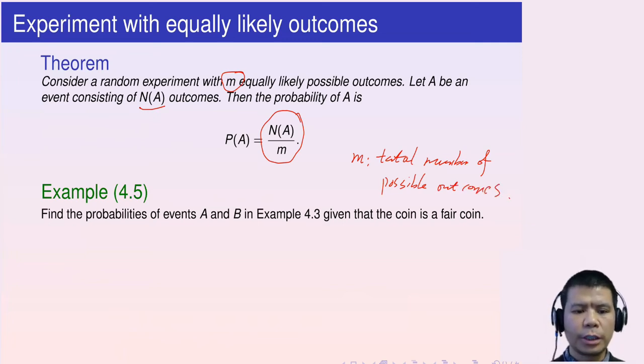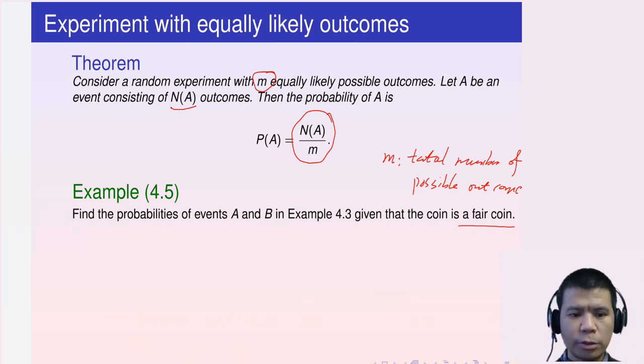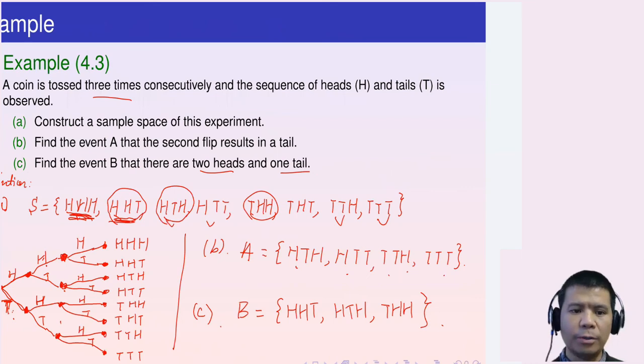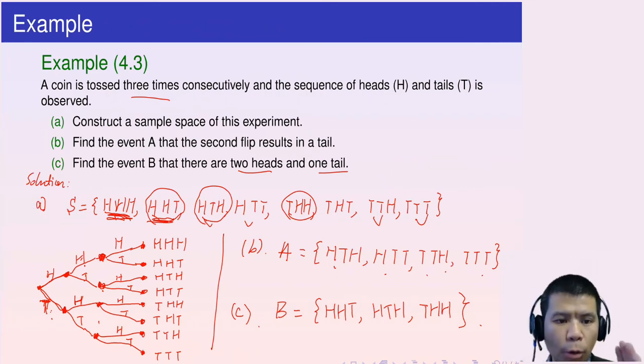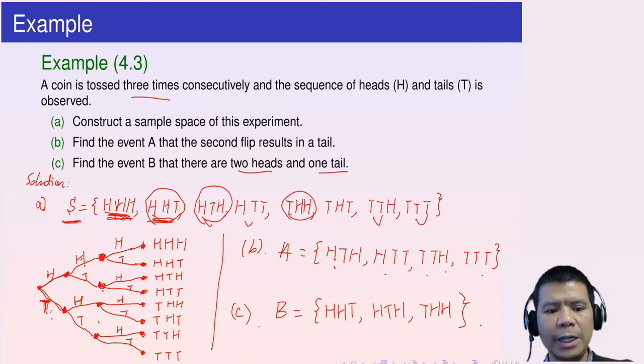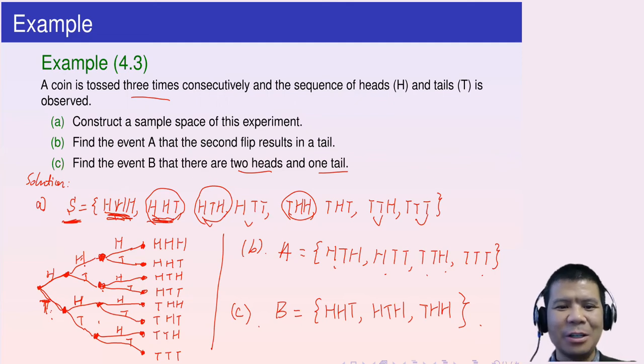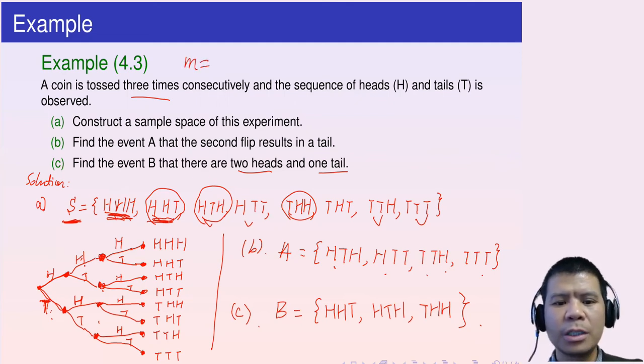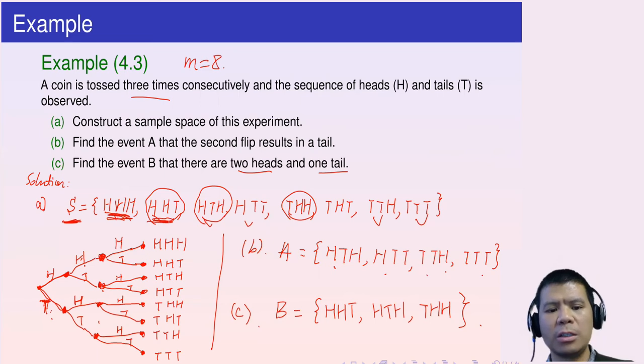Now, let's consider this example 4.5. Find the probabilities of events A and B in example 4.3, given that the coin is a fair coin. Okay, example 4.3. So, yes, this one, right? If the coin is a fair coin, then this random experiment has equally likely outcomes. How many possible outcomes are there? 8, right? So m equals 8. The total number of possible outcomes is 8.